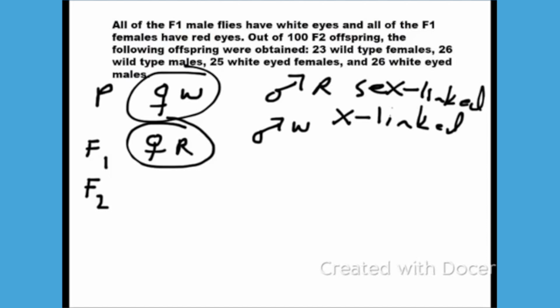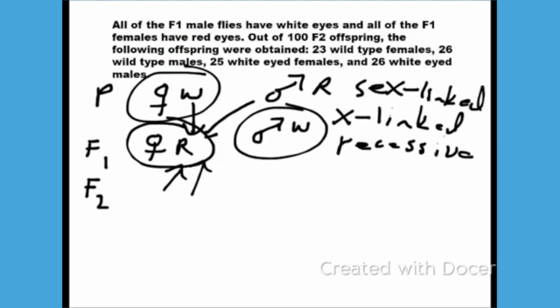We need to know as well if it's a dominant or a recessive thing. That's where we want to look at this offspring. This female got one of her two X's from dad and the other from mom. So she now has one red carrying X and one white carrying X, and she has red eyes. So that tells us that red is a dominant trait. Therefore white must be X-linked and recessive, and red is X-linked and dominant. This F1 male got his only X from mom. He got a Y from dad. So therefore that makes sense that he has white eyes.